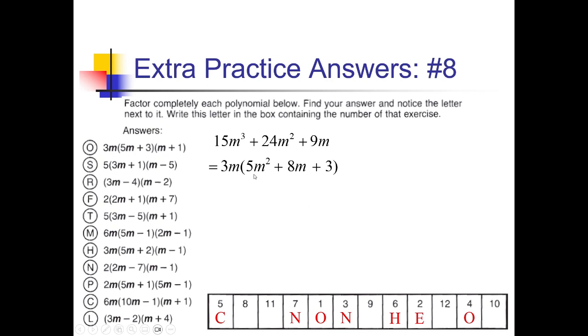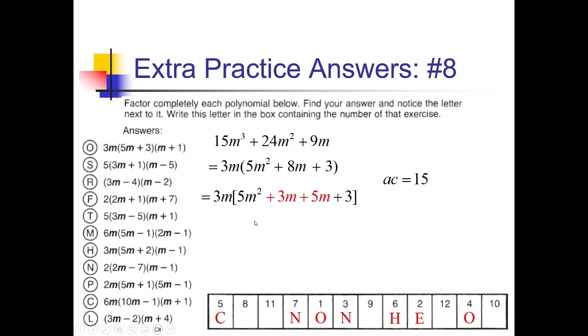Now for the stuff inside, it's not pretty, but I'm going to use AC method, and it'll at least be easier than if I left this 3 hanging around in there. So 5 times this 3 gives us an AC value of 15. Now I need factors of 15 that add up to this 8 in the middle. 1 and 15 won't work, but 3 and 5 does. So I can split up this 8m into a plus 3m plus 5m.